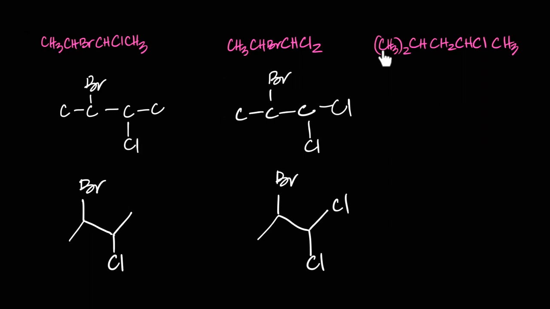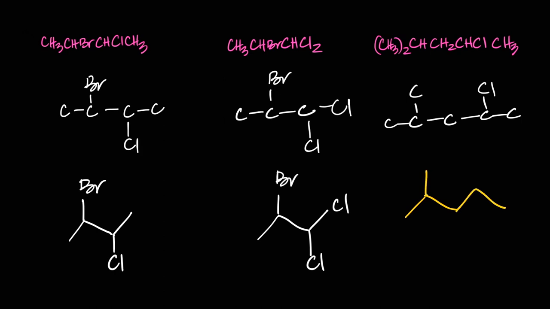And this one has a CH. So let's make the CH first, and then it has two CH3s. Then a CH2, then a CHCl, then a CH3. Again, I'm not writing the H's, but that's what I have my structure as. So 1, 2, 3, 4, 5 in the main chain. The second has a CH3, and the fourth has a Cl. There you go. All right.